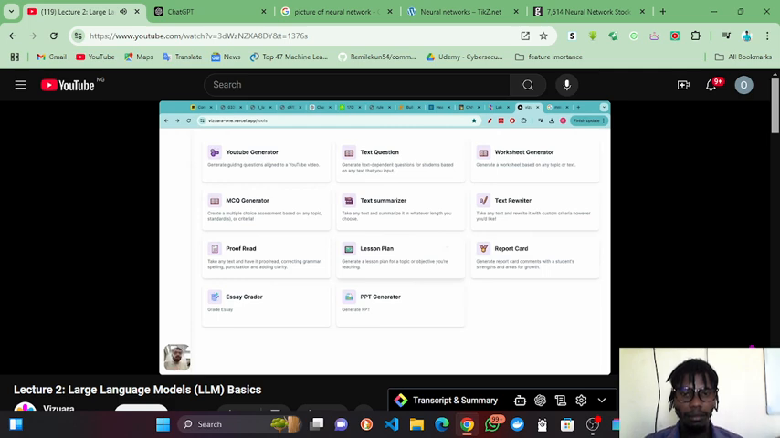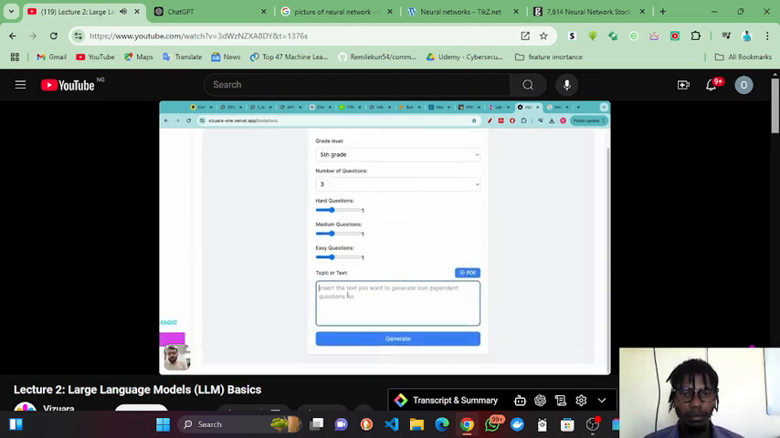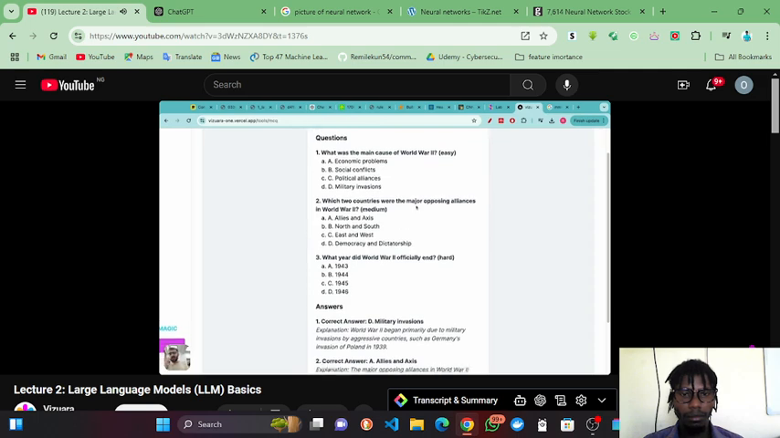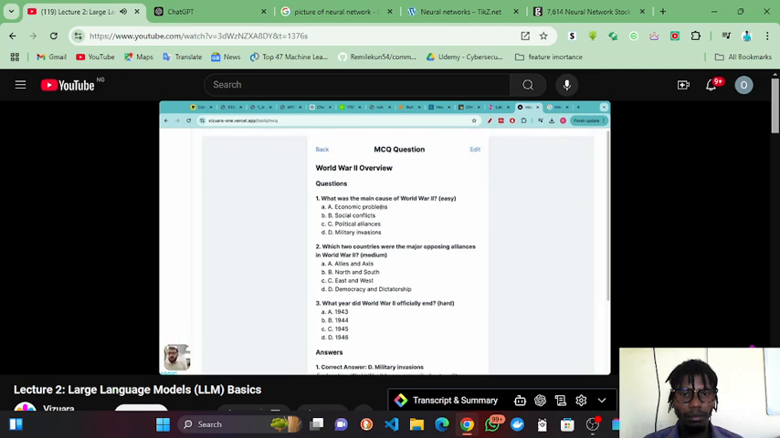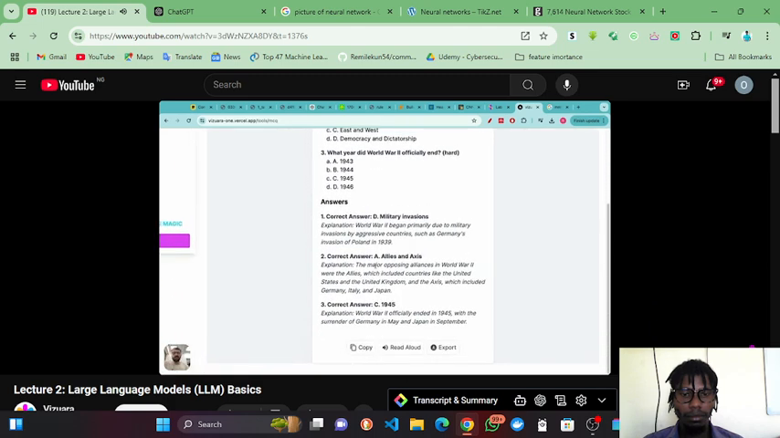We can do so many other cool things such as the MCQ generator. Let's say you are a teacher and you want to generate questions on, let's say, World War II, and you want one hard, one medium, and one easy question. You click on generate and you wait for the response of that LLM. You see, immediately within 5 seconds we have got questions and answers for World War II. We have three questions, we have their correct answers and the explanation.